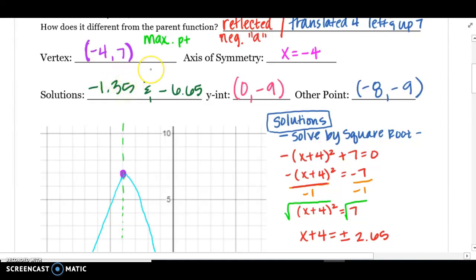In order to get the solutions, the best way in this case is to go ahead and use square root. It's already in vertex form, so we move the 7 to the other side. Don't forget to change the sign. It becomes -7. But now I've got this negative out in front of the x plus 4 quantity squared. We've got to get rid of that, so you divide each side by -1. -7 divided by -1 is +7. Now take the square root of both sides. The square root of 7 rounded is 2.65.